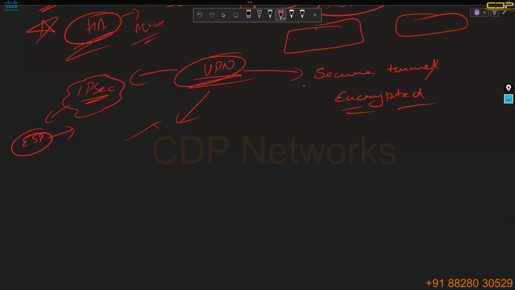by default, the definition is simple. It is to connect two private networks over which network? Can anyone tell me? Public network. Very good. So by default, VPN is not secure. You have to remember this point: by default, VPN is not secure.